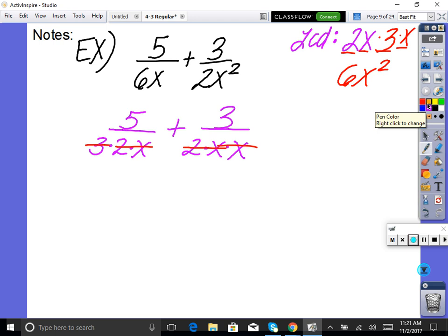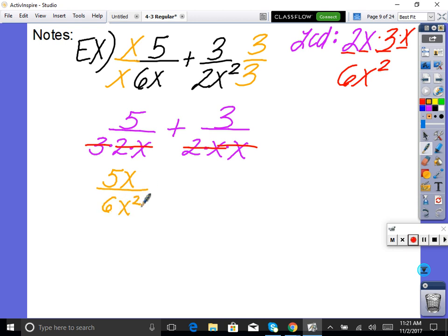Okay, let's make all of our denominators 6x squared. 6x: how am I going to make it 6x squared? Times by x over x. Right here, I have 2x squared. How am I going to make it be 6x squared? Multiply by 3 over 3. Okay, let's multiply out our numerators. That's our next step. So we have 5x over 6x squared plus 9 over 6x squared. Does everybody see where I got that?